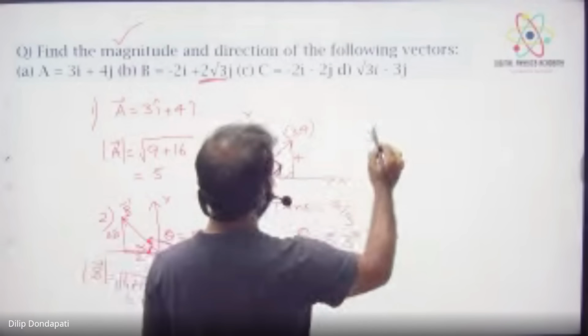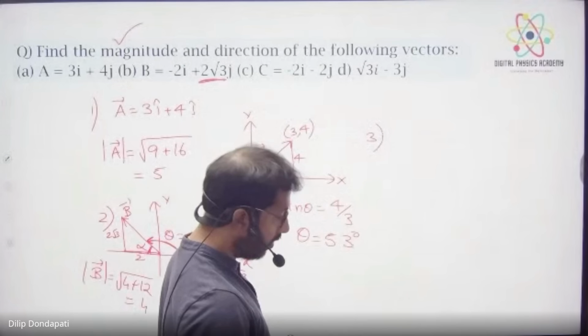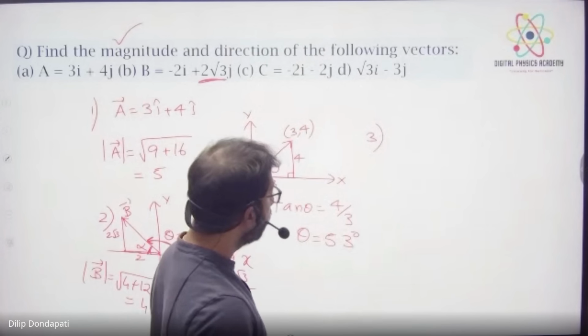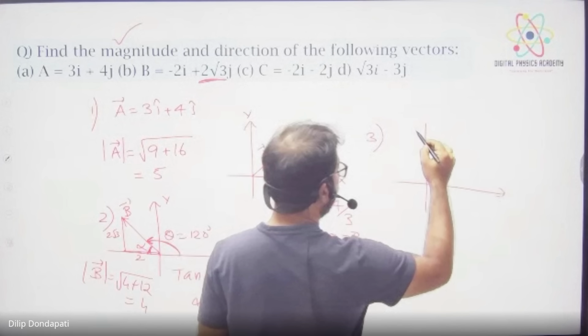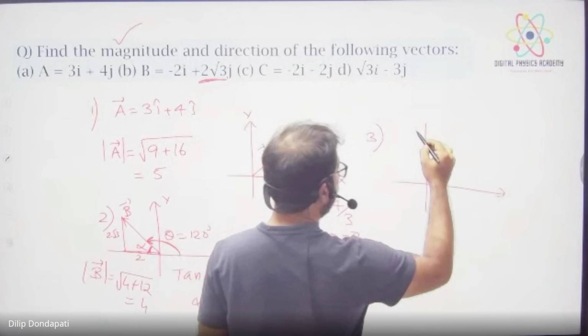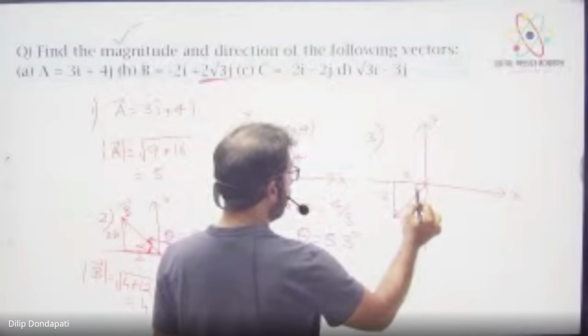Third one, how much did you get? The magnitude came, right? 2 root 2, 2 root 2. Fine. One minute. 45 degrees. The vector is like this. The C vector is like so, 2 and 2. You can take this as alpha.